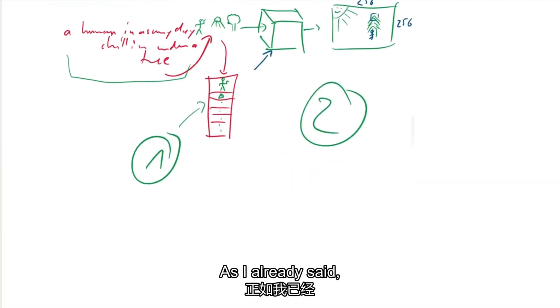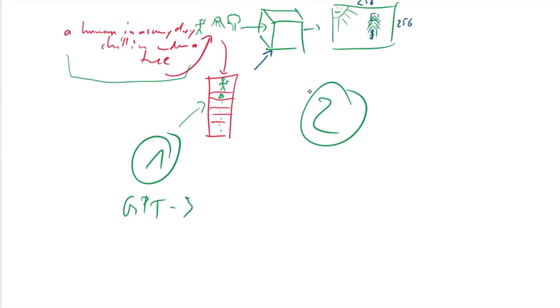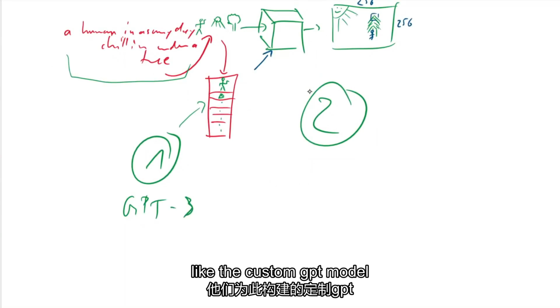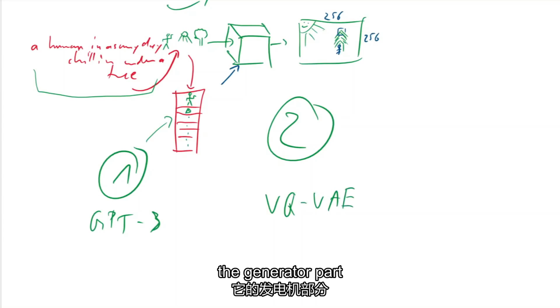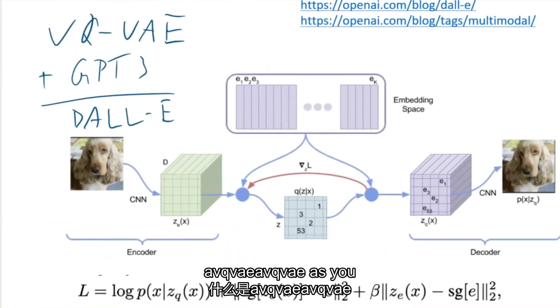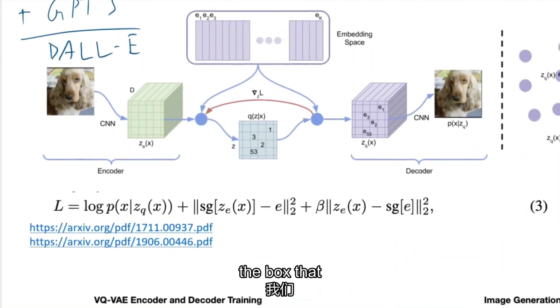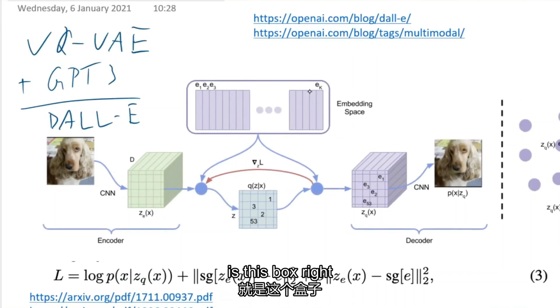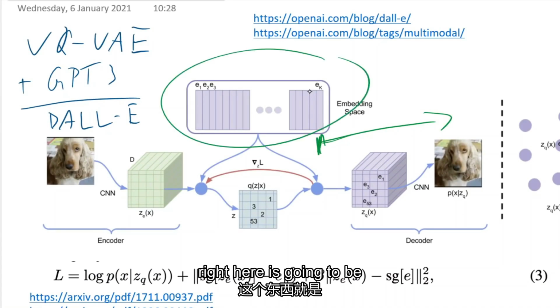image right here. As I already said, this part is taken over by GPT-3, like the custom GPT model they built for this, and this part is taken over by something like a VQ-VAE, the generator part of it. So what is a VQ-VAE? The box that we're going to need is this box right here, from here up to where the image is. And this thing right here is going to be that vocabulary.